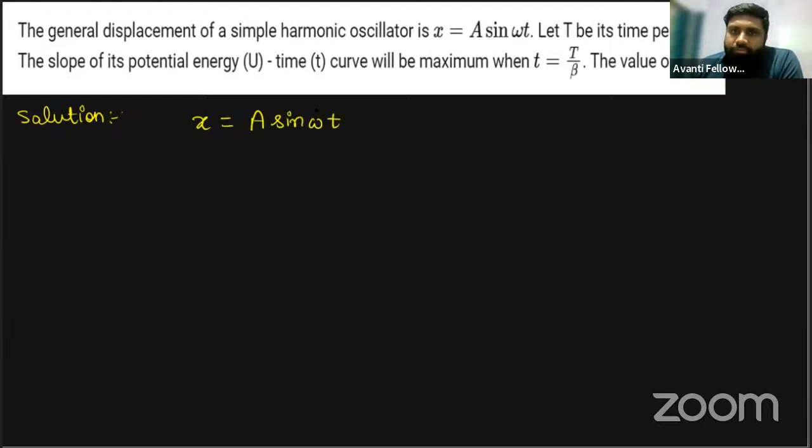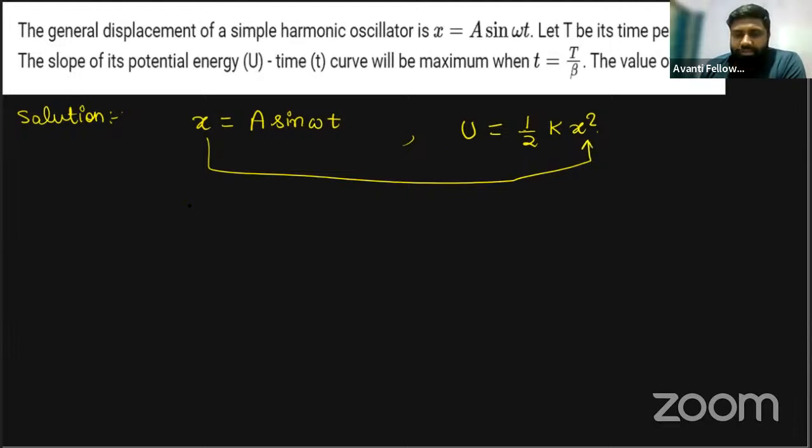Now, we know that potential energy is nothing but 1 by 2 k x square in general. So what we are going to do, we will put the expression of x in this potential energy expression. We have 1 by 2 k x square will be 1 by 2 k A square sin square omega t.